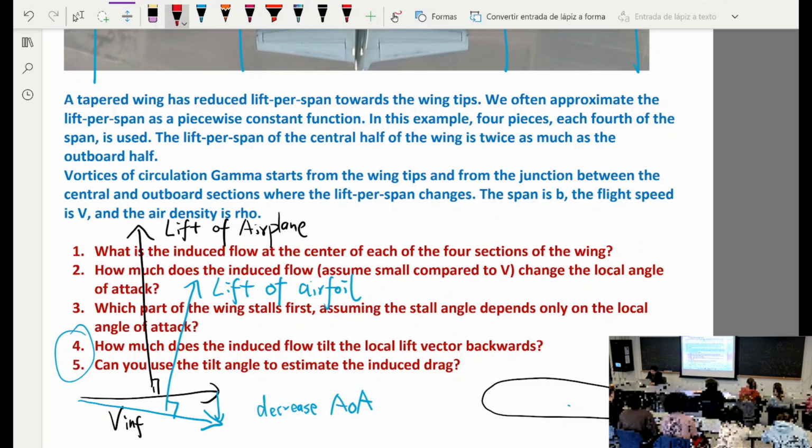So it is the horizontal component of that tilted lift vector that actually contributes to the induced drag. So the induced drag is basically, let me just call it D_I. If you estimate for every cross section how much the lift vector tilts backwards, and for that cross section calculate the lift and calculate the angle, multiply the lift by the sine of the angle, right? And sum it up, it'll be the total induced drag of the airplane.